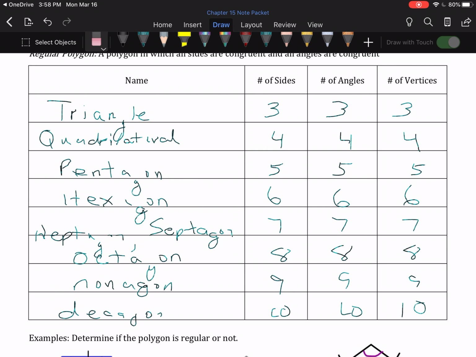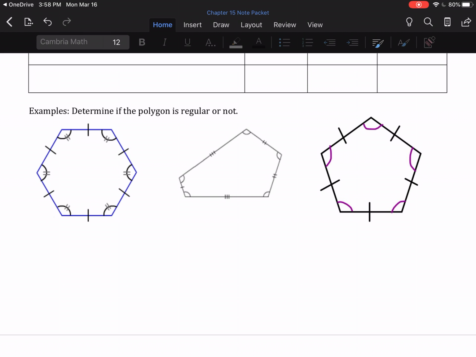So what we're going to be doing in this first section is identifying shapes based on the number of sides they have and saying if it's regular or not. Remember, regular, right here, a polygon in which all sides are congruent and all angles are congruent. Thank you, keyboard, I don't need you. But you're probably not going to go away, are you? There we go. So, first set of examples.